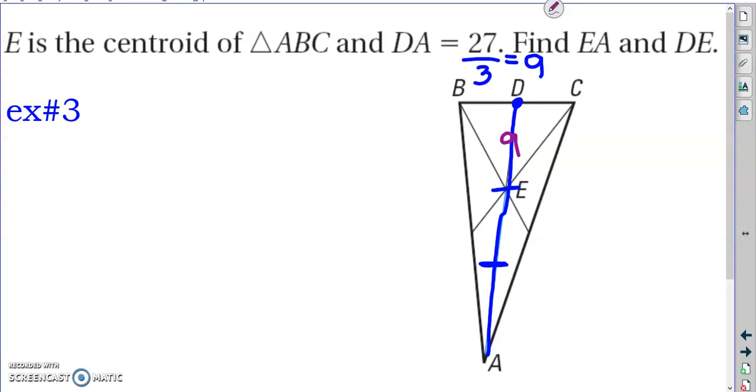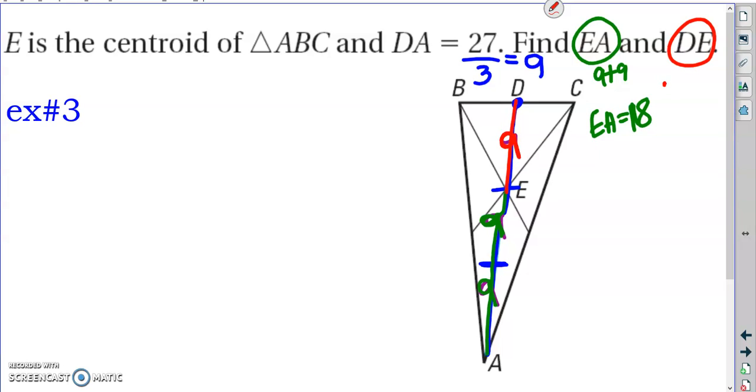So this third is 9, this third is 9, and this third is 9. And now let's figure out, what are they asking me? Find EA. So from E to A, that's 2/3. So that's 9 plus 9, which means that EA is 18 units long. And then they want us to find the length of DE. So from D to E is 1/3, so that's just 9 units long.